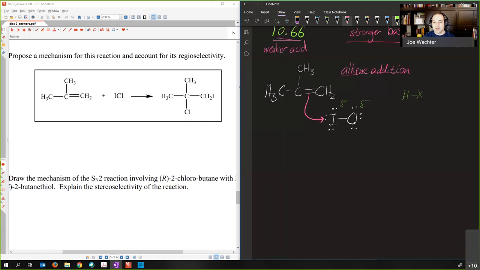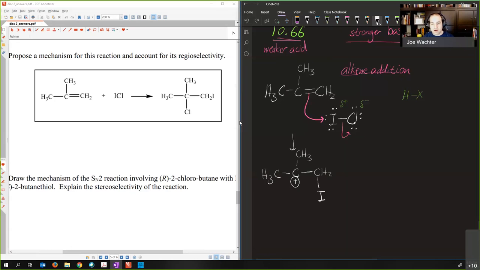So if we complete this step of the mechanism, we want to make that tertiary carbocation, which means our iodine is going to be here so that the carbocation can be there. When we're looking at a new mechanism or something a little bit different, we want to go back to the mechanism that we know, the HX mechanism, and make sure we're following basically the same thing, just with different elements.